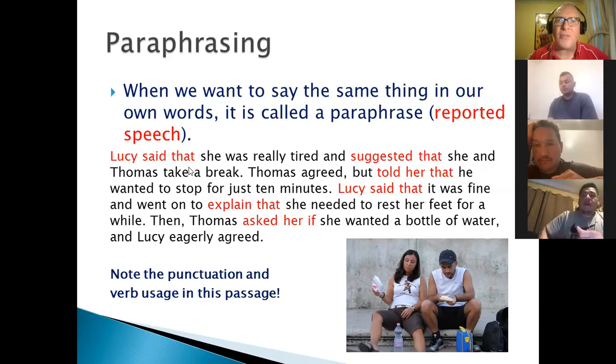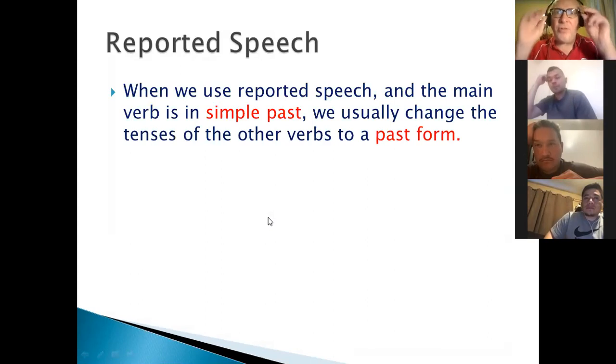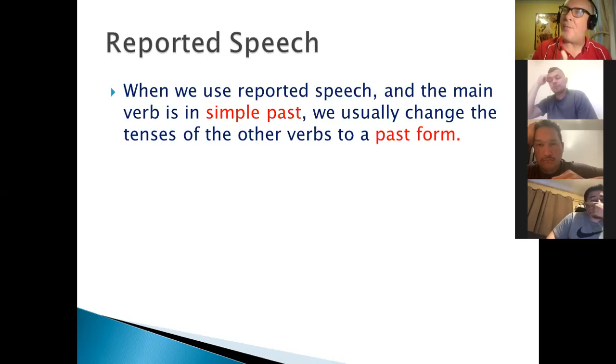Okay, so let's look at this one a little more closely. Reported speech is what we call it. When we use reported speech and the main verb is simple past, what do I mean? Told, said, asked, mentioned, explained. Whatever the verb is, if it's past, we want to use a past form in the other verbs too, right? So that we want all past tense. Let me show you some examples here.